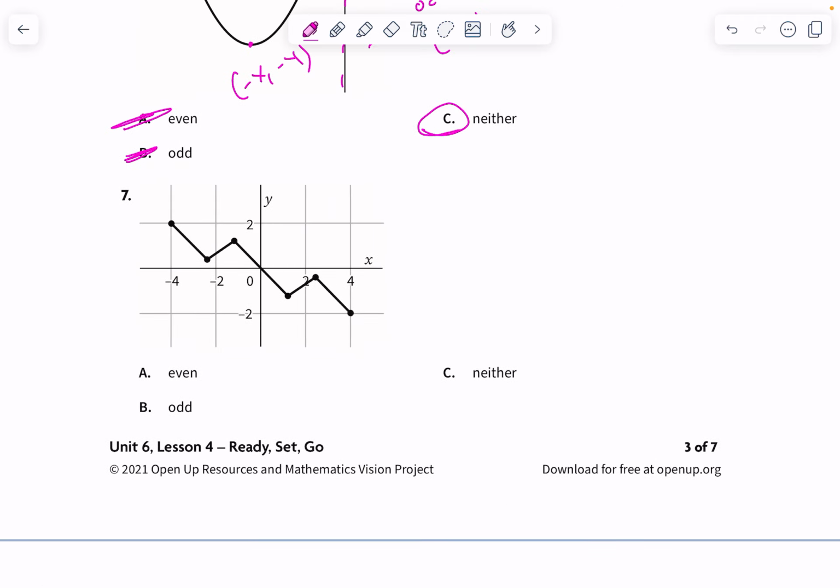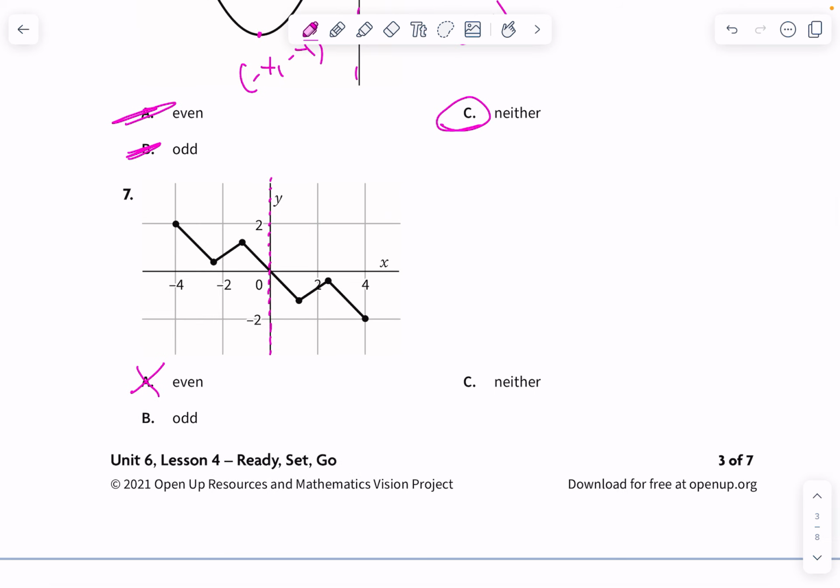Here, this will help us a little bit more with the point system. So again, fold this in half. Does it match completely? No, right? This is not an even function. Now let's think about a point here. This point is going to be negative 1 comma 1, right? If I negate this, I should have 1 comma negative 1. So it's 1 comma negative 1 here. Yes, this is an odd function, right? This is odd.